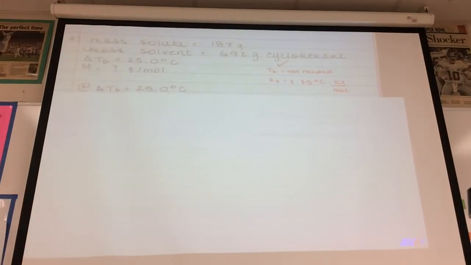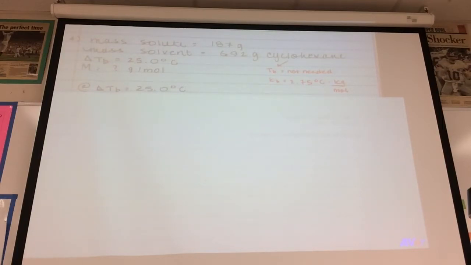So we have all our variables listed. And again, you don't need to do step A because the delta TB has been provided for you. It's 25 degrees Celsius. It may be helpful to get the KB of cyclohexane right away, 2.75 degrees Celsius per molal, or degrees Celsius kilograms per moles. And the boiling point of the solvent, cyclohexane, is not needed because they told you that the boiling point was being elevated or raised by 25 degrees Celsius, so you already have the delta TB.